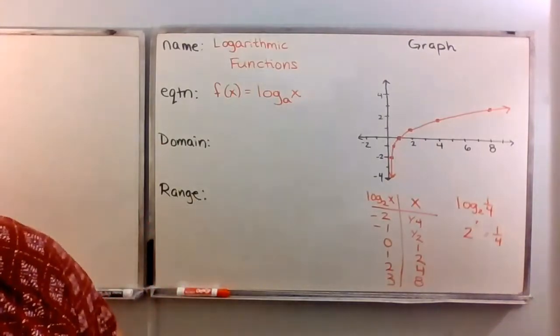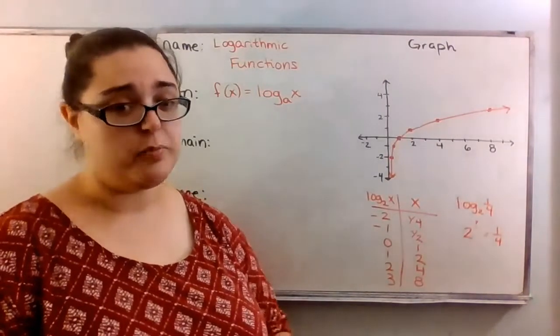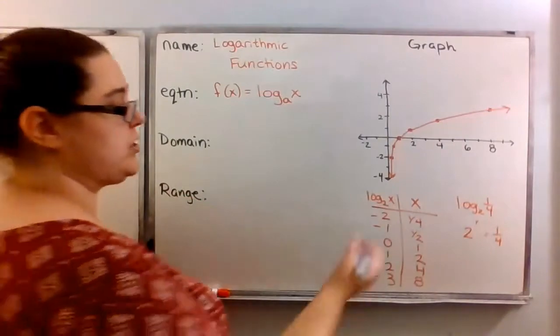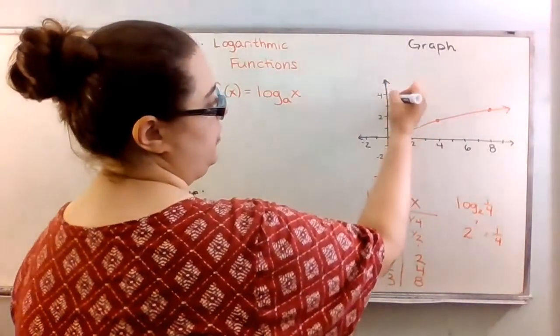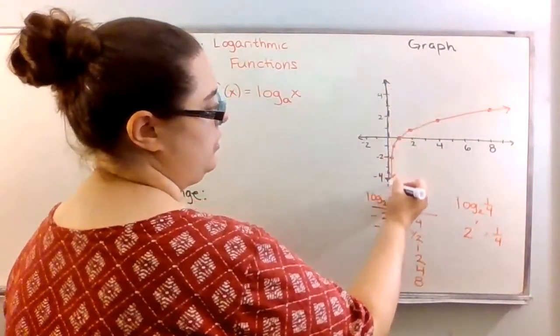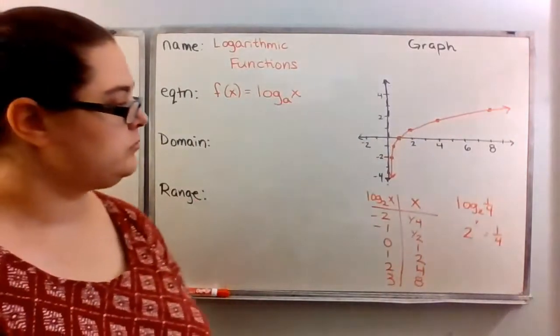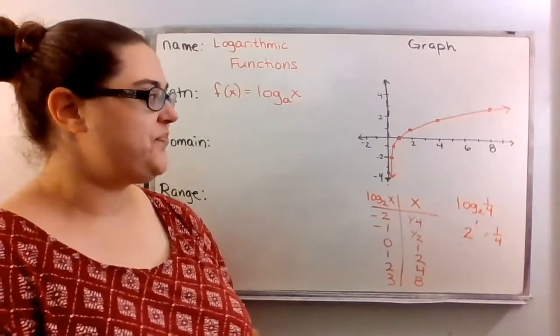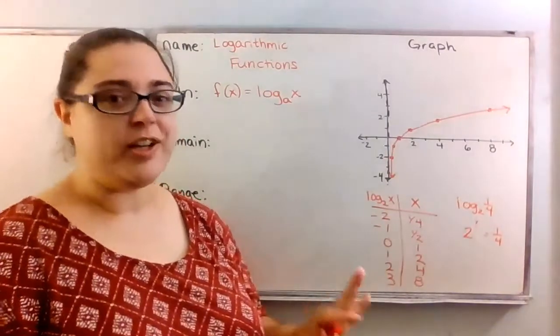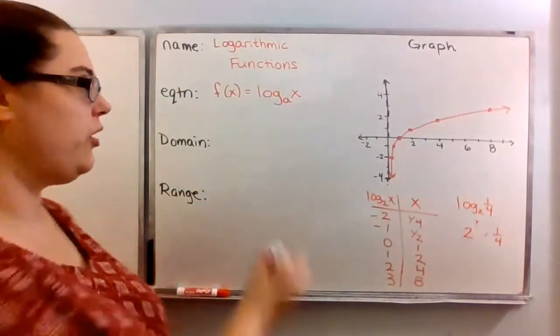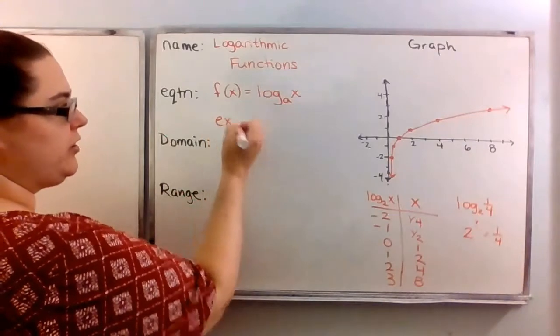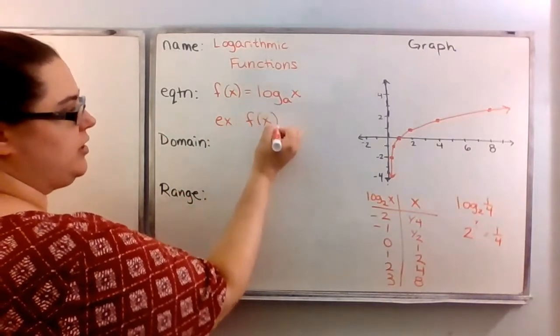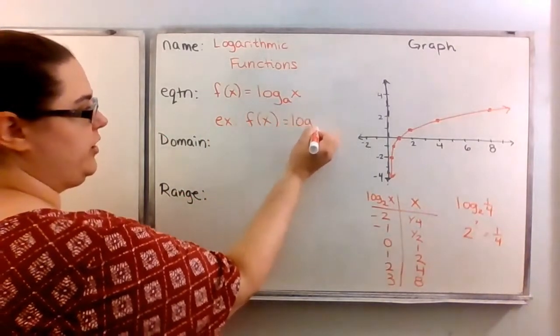So because it gets closer to the y-axis, but doesn't reach it, it's going to get closer and closer to 0. I'm going to put a vertical asymptote there. All right. So this one's a little bit funky, but that's okay. Oh, I should put here for our example that we're using f of x equals log base 2 of x.